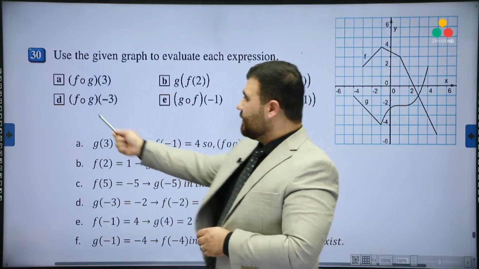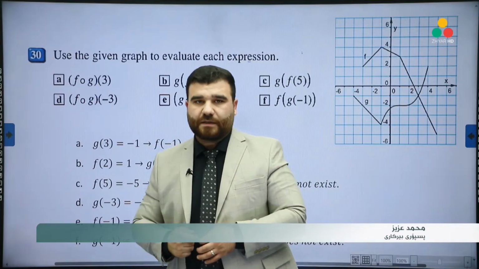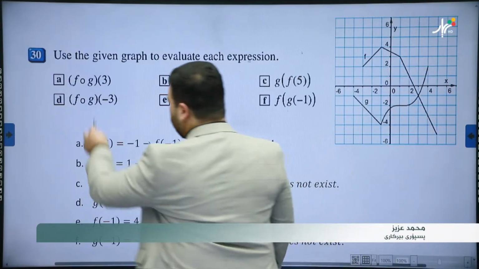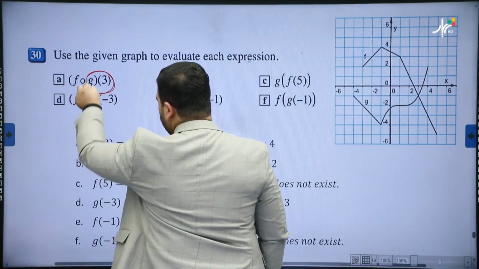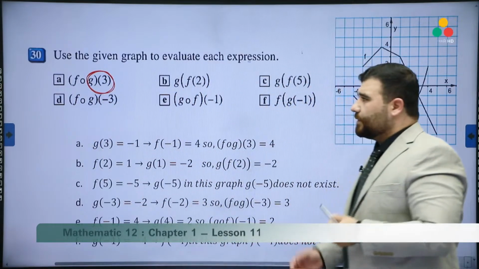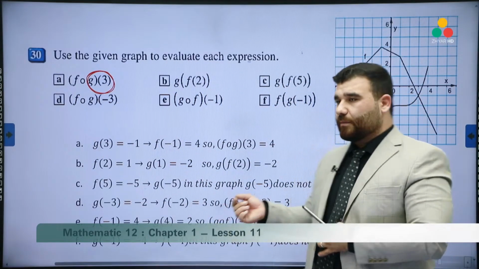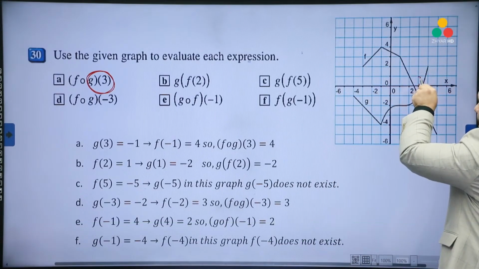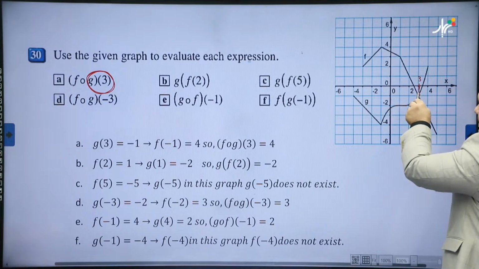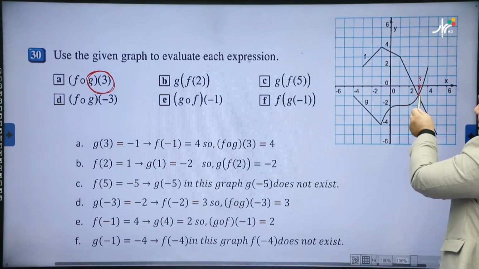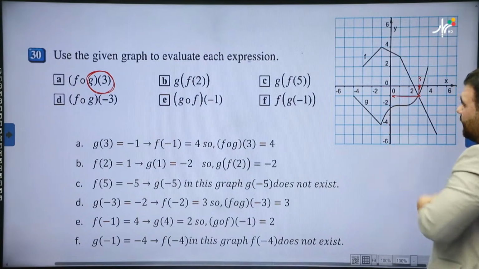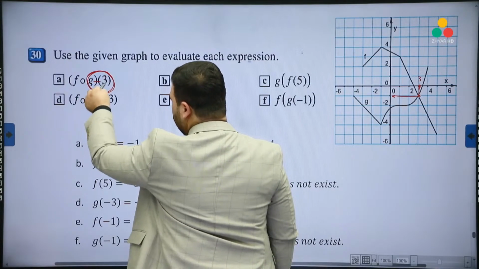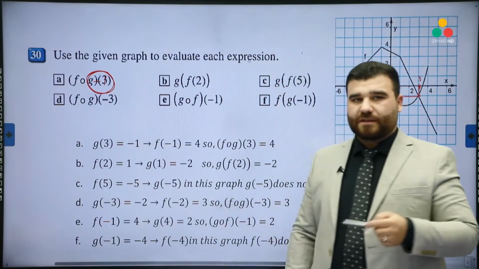Part A says find f of g(3). f of g(3) is the easy case. This time, we only have to find g of 3. What is g of 3? We don't have a function to put g in place of x, but we have a graph. Where is 3 on the x-axis? 3 is here. Okay, if we look at the graph of g in front of 3, the result of it, which is y, is -1. Then g of 3 is -1. And instead of g of 3, I have -1.